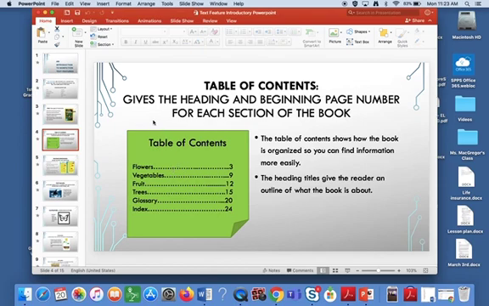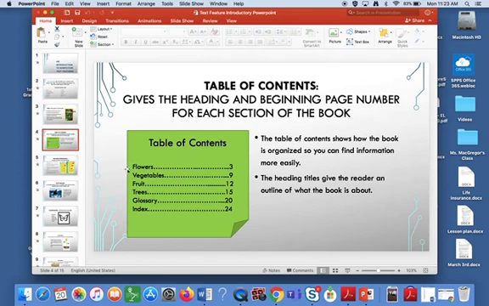The table of contents is right at the beginning of the book and tells you where to locate certain kinds of information. So the table of contents gives the heading and beginning page number for each section of the book. It says the table of contents shows how the book is organized so you can find information more easily. It also says the heading titles give the reader an outline of what the book is about. Now, this relates to our reading focus, and tables of contents are really important for locating information more quickly.